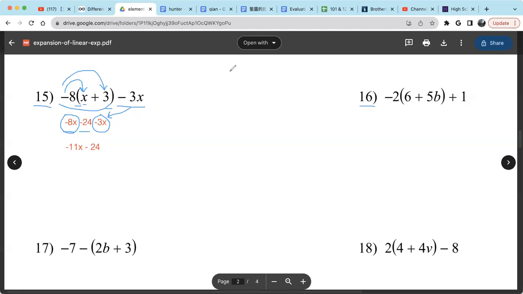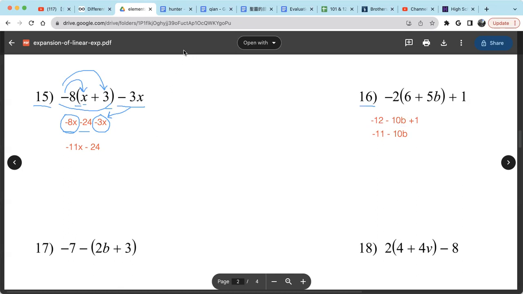Okay. Try 16. Let's see if we get the same answer, okay? So I would get negative 2 times 6, I get negative 12. Then minus 10b, because negative 2 times 5b is negative 10b. Then plus 1. Then I see negative 12 and 1 are like terms. So what's negative 12 plus 1? Oh, that's negative 11. Then minus 10b has no like terms, has no friends in this. That's okay. I'm just writing negative 10b. So 16 simplified to be negative 11 minus 10b.